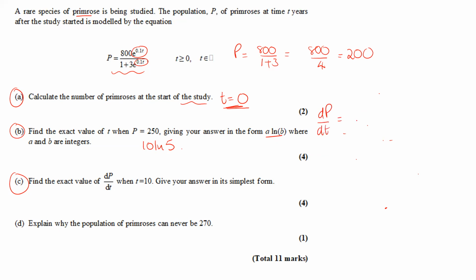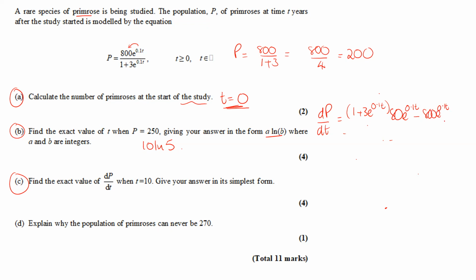dp by dt. So we've got a quotient. Going back to the beginning, we've got bottom, 1 plus 3e to the 0.1t. Differential of top: you're going to power down, 1/10 of 800 is 80e to the 0.1t. So that's bottom times differential of top, minus top, which is 800e to the 0.1t.